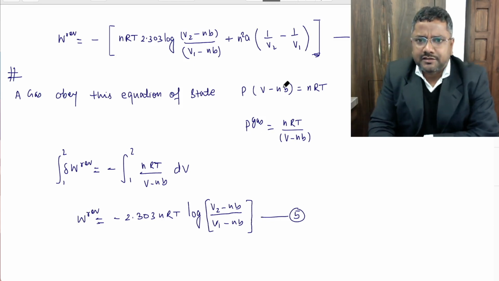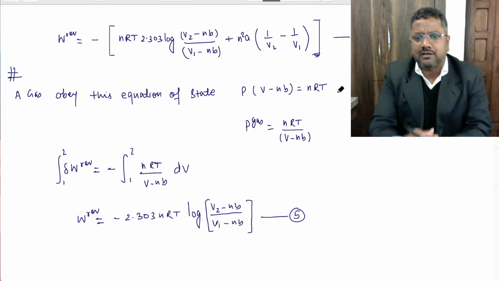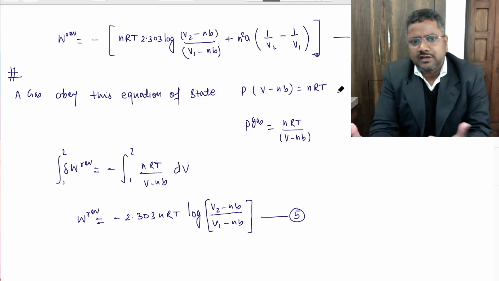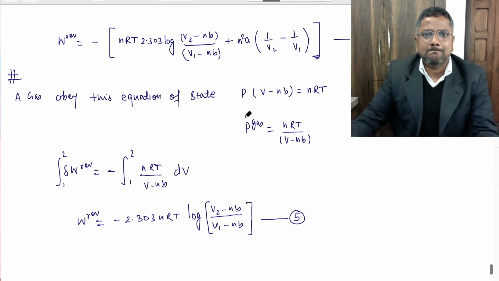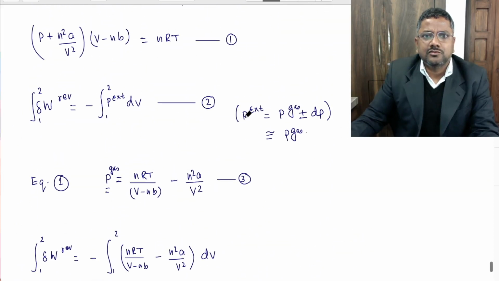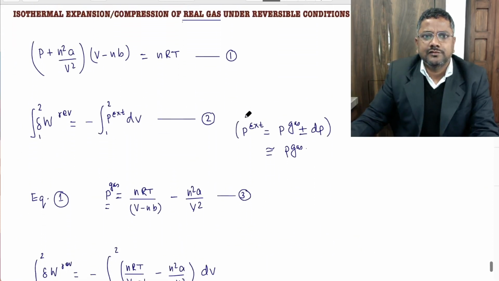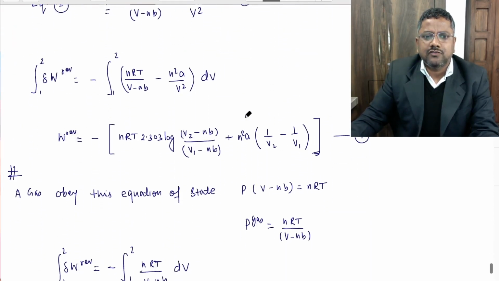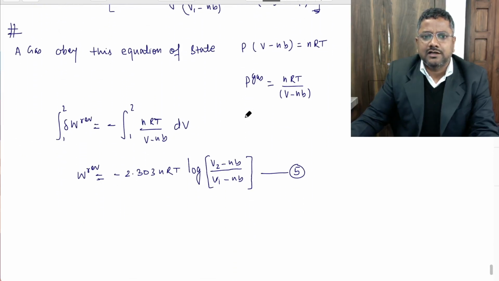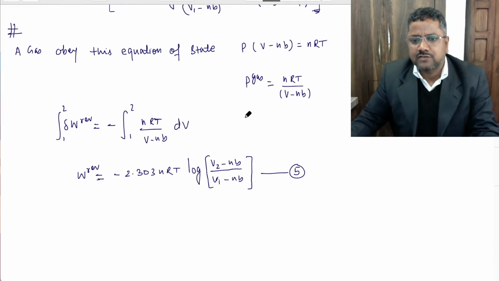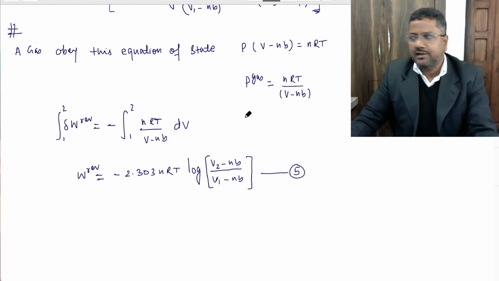Similarly, this term is not there, only this term is (P plus n square a by V square) into (V minus nb) is equal to RT, or any other equation is given. You just convert that equation in terms of pressure and then evaluate, right? No problem. So this is the work involved in the isothermal expansion or compression of a real gas.